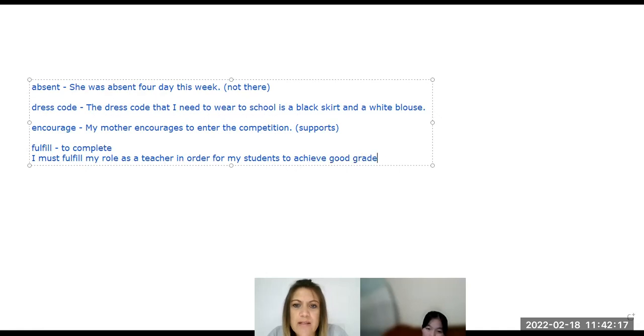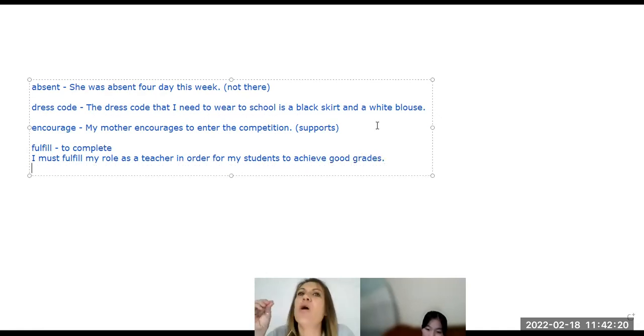achieve good grades. Or I must fulfill my role as a family member to support my mother. Or I must fulfill my role as a big sister to help my baby sister. Fulfill is to complete. You have to fulfill your role as a team player to win the game. Okay, you must complete your role. You must fulfill your part of the agreement or fulfill your part of homework, okay, to complete. Can you make your own sentence?